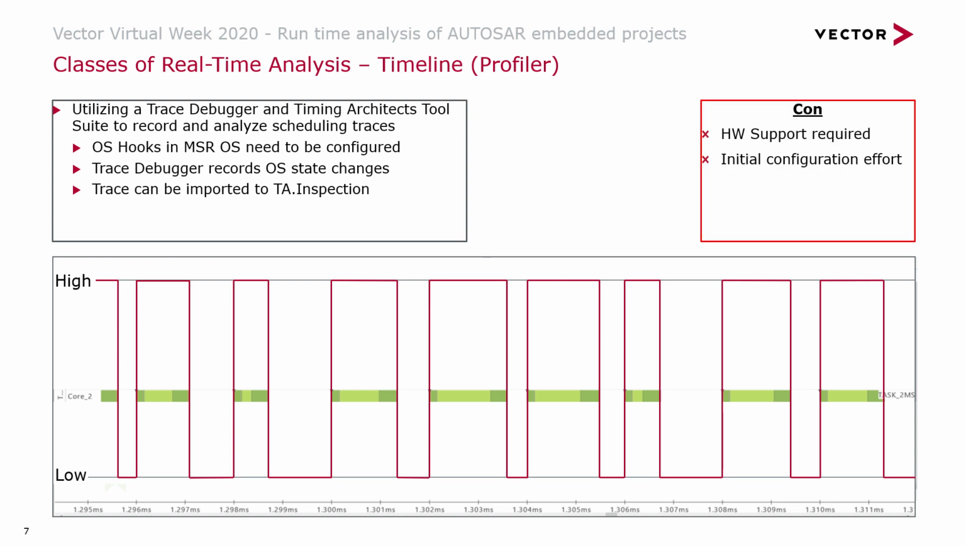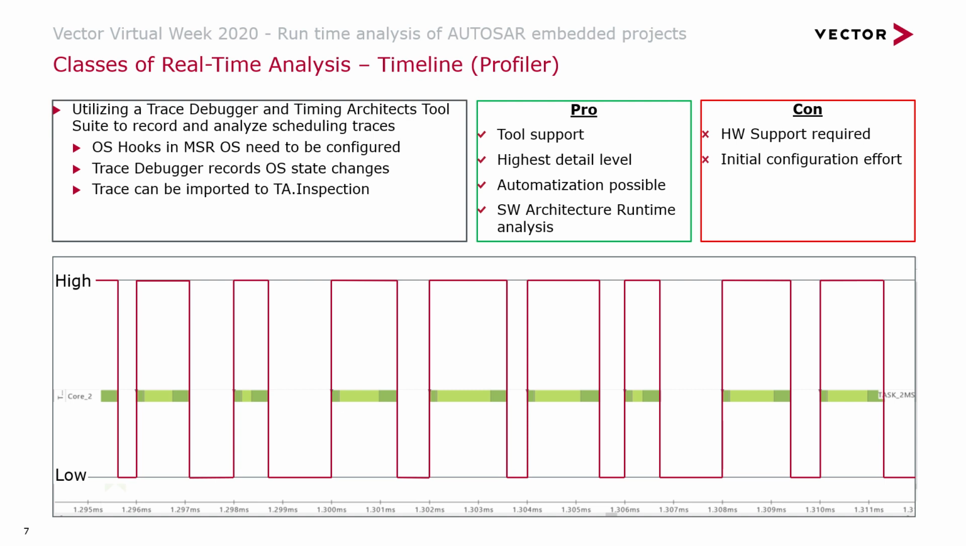Now, the downside of this procedure is that you depend very much on the hardware. In the first step, I need a profiling option to be able to record these traces. And beyond this, I need an eval device of the microcontroller, which is also supporting tracing. And of course, initially you have the configuration time to configure the OS hooks for the task I'm interested in.